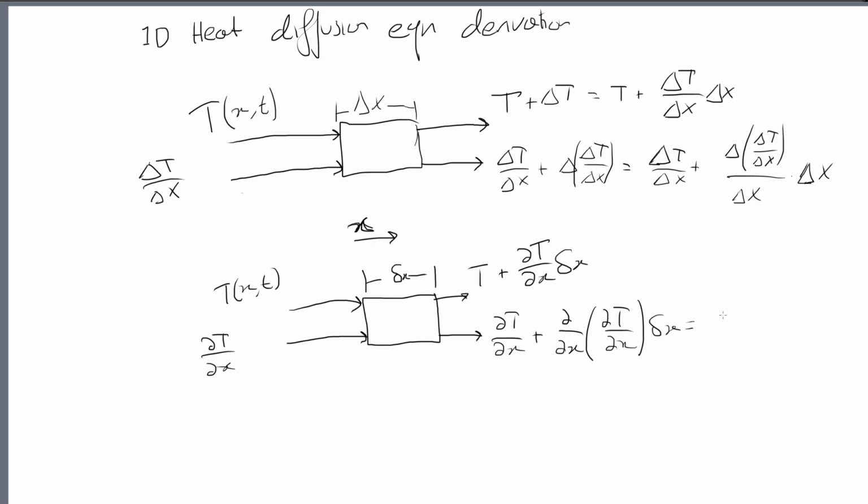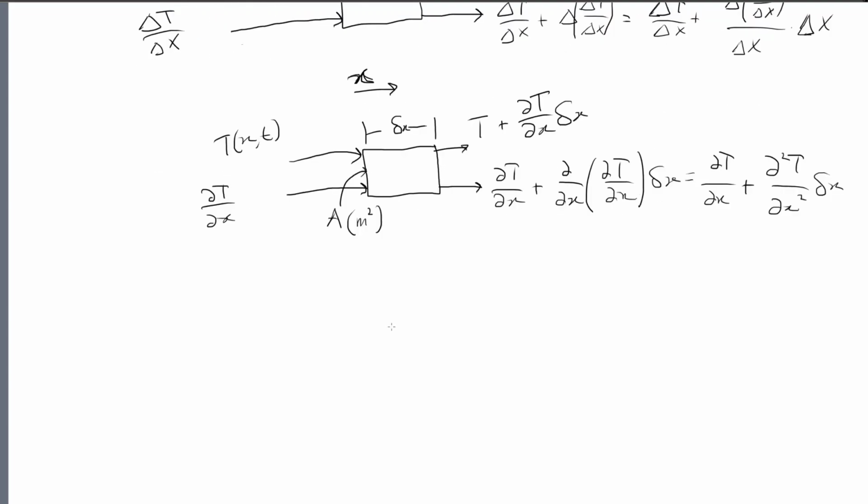And if you follow this through and you differentiate this with respect to x like we've done here, you'll see that this is equal to partial dT by dx plus the second derivative of temperature, d squared T by dx squared, multiplied by that small change. Now, what we've done here is we've balanced the temperature on this control volume. And we're going to say that the area of this control volume here is A, which has units of meters squared. And you'll see why that's important later.